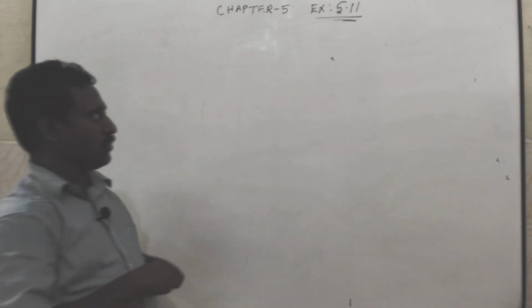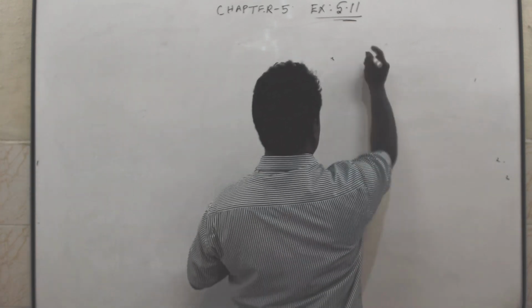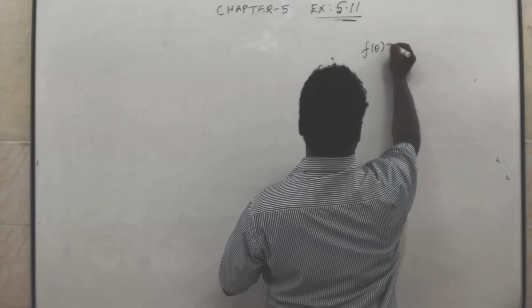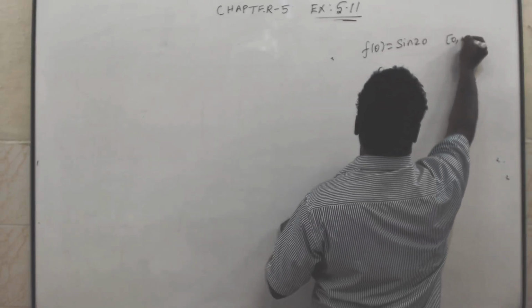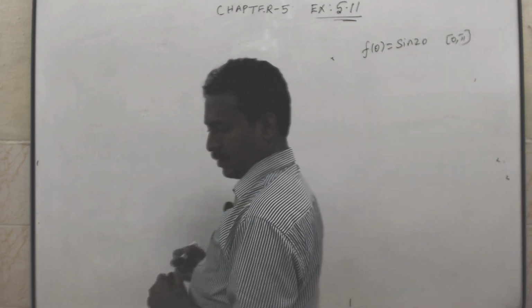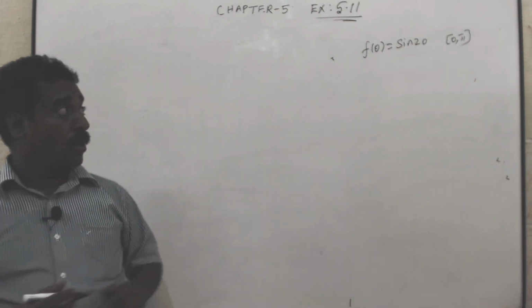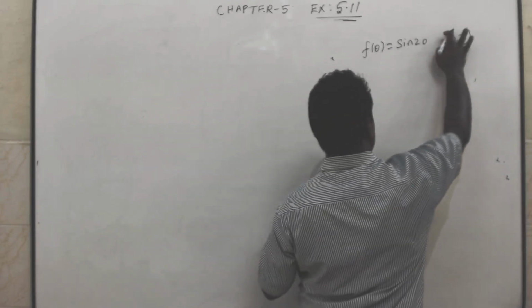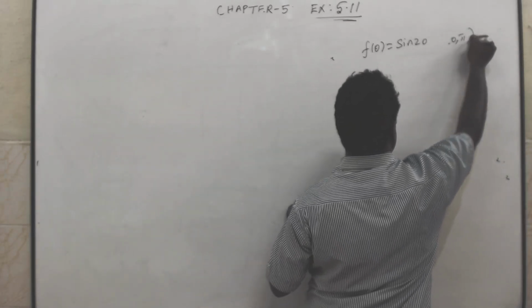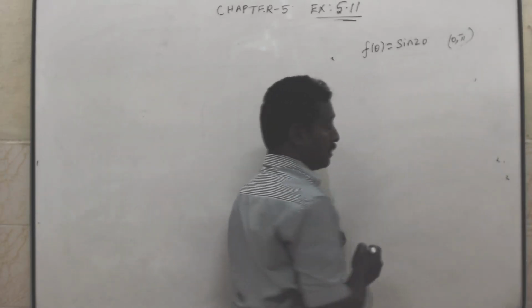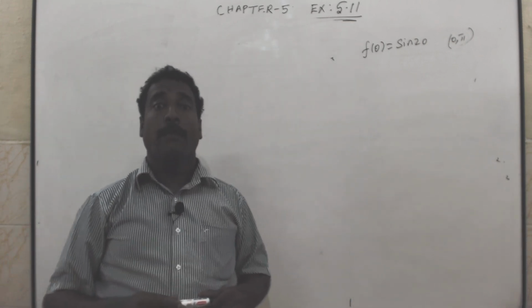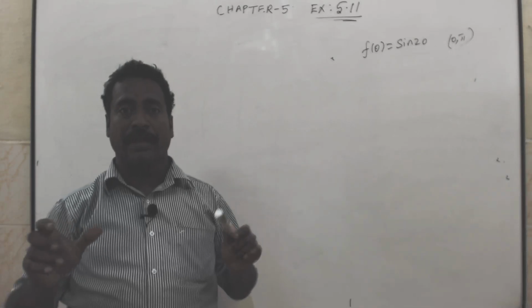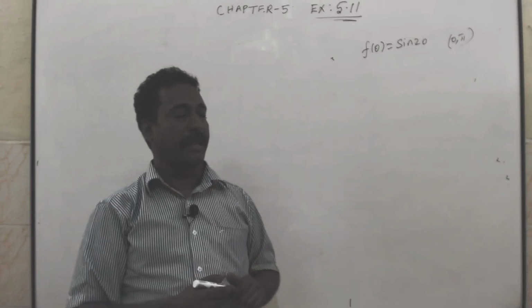F of theta equal to sin 2 theta, in the interval 0 comma pi. Open interval 0 comma pi, not closed interval, open interval. Closed interval includes 0 and pi. Open interval excludes 0 and pi, it only lies between 0 and pi.